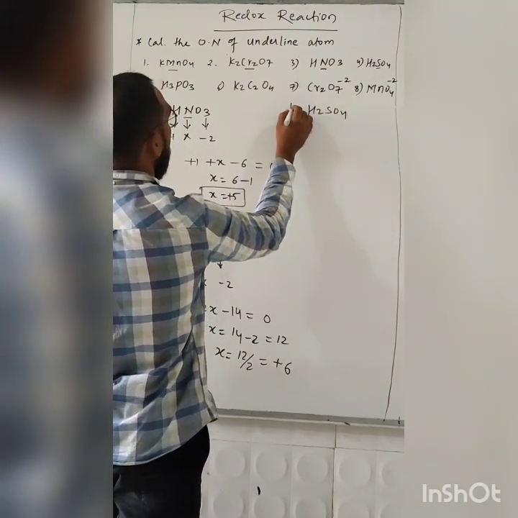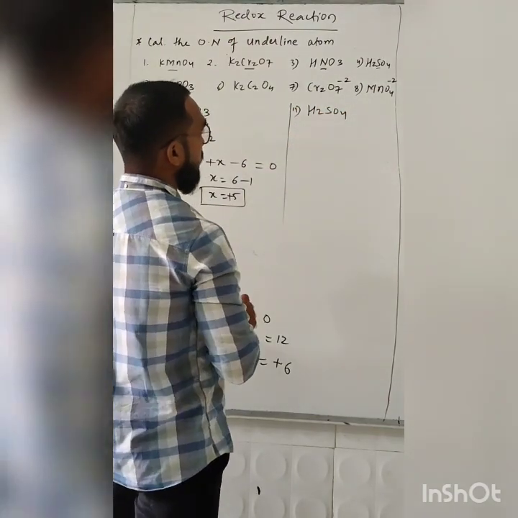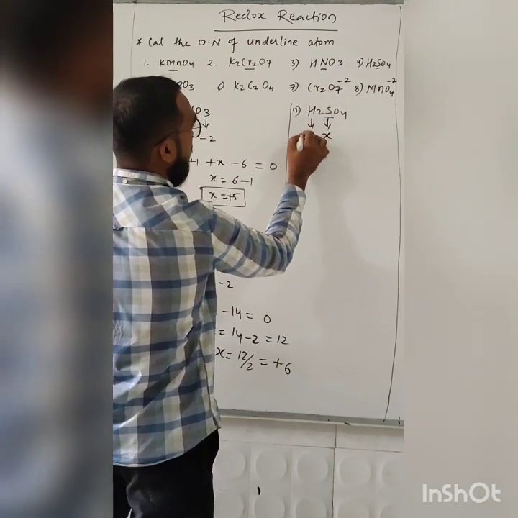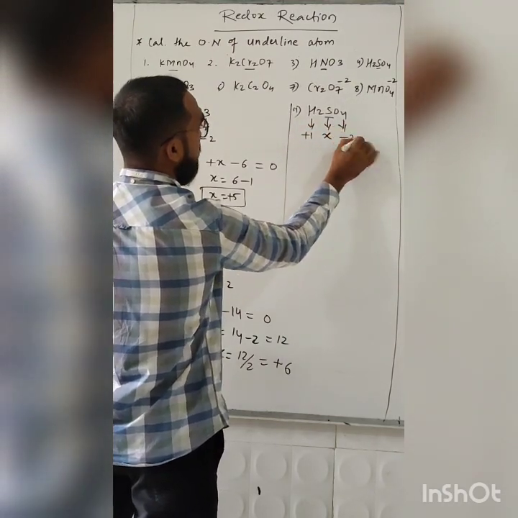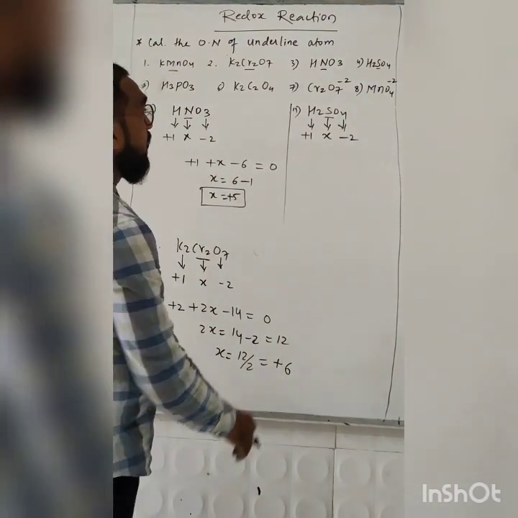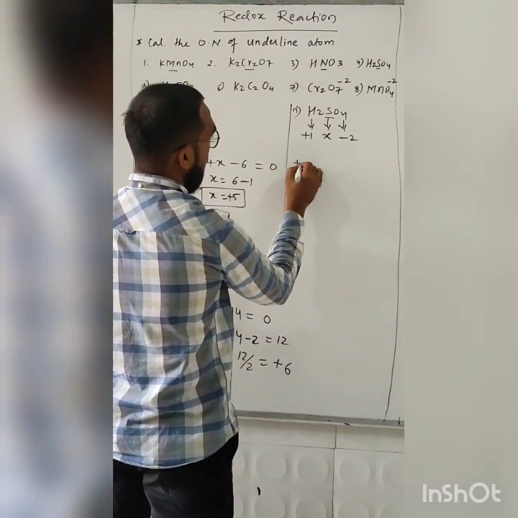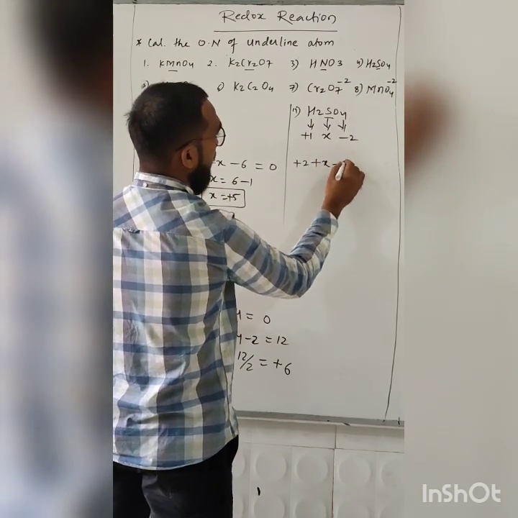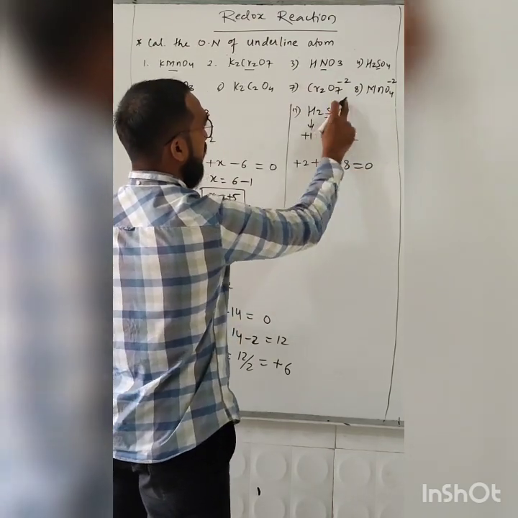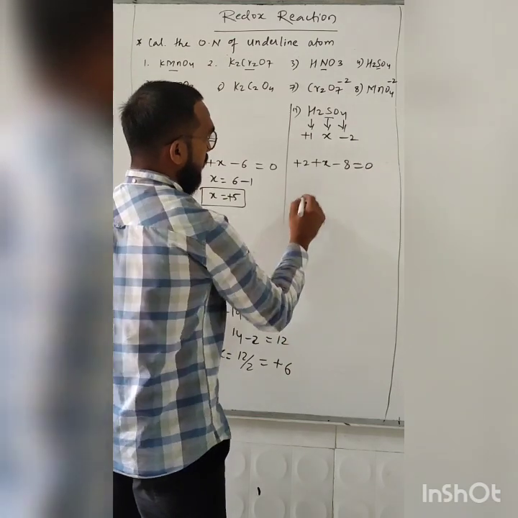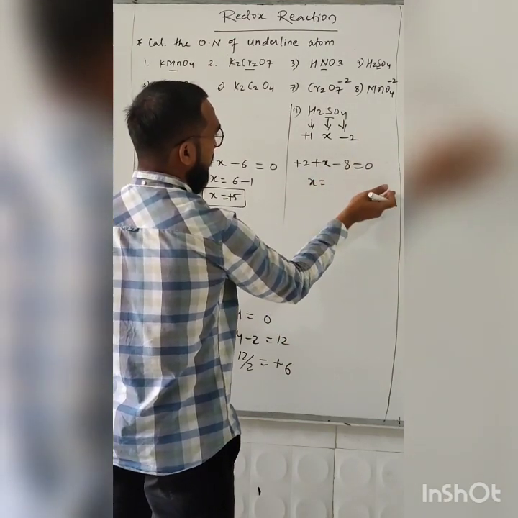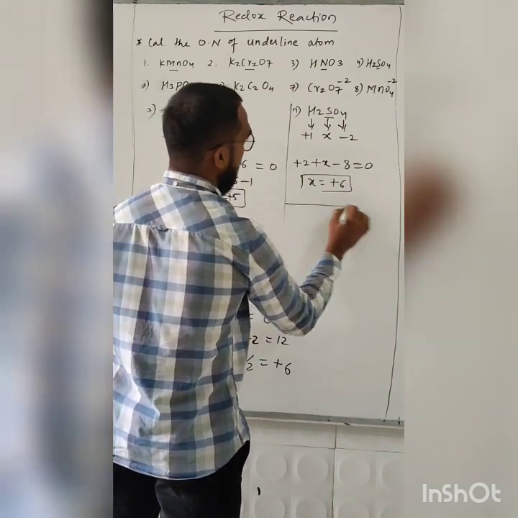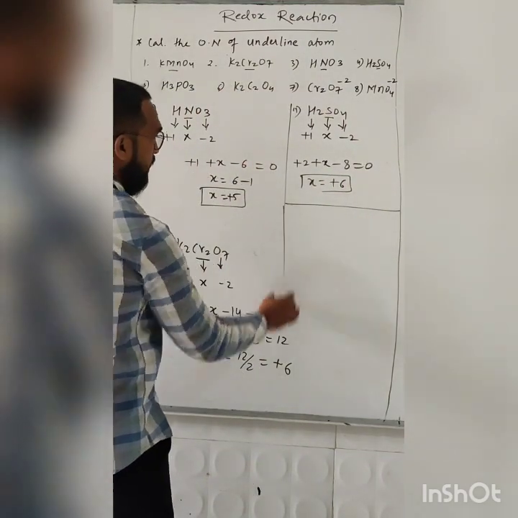H2SO4. In H2SO4 I have to find out sulphur. Hydrogen is +1 as per the rule, oxygen is -2. So 1 into 2, plus x, 2 4s are 8, -8 equal to molecule charge, which is 0. So x will be -8, +8, -2, means +6. Hope you understood.